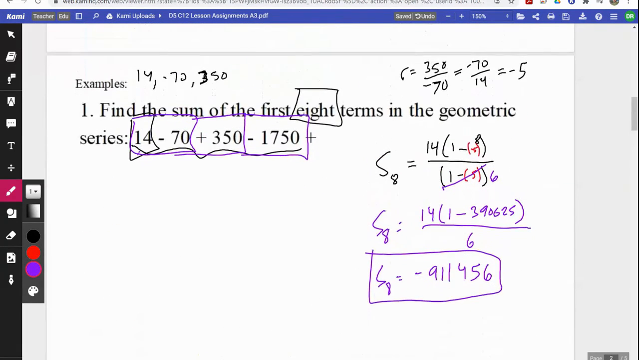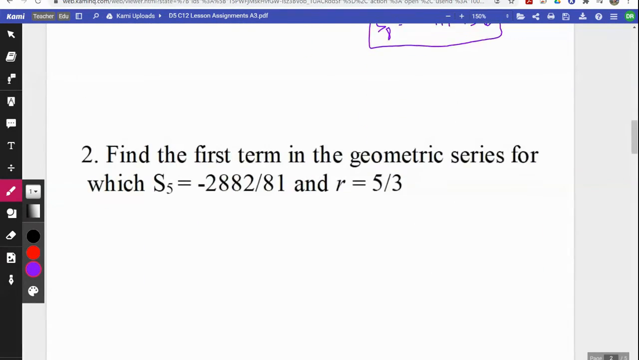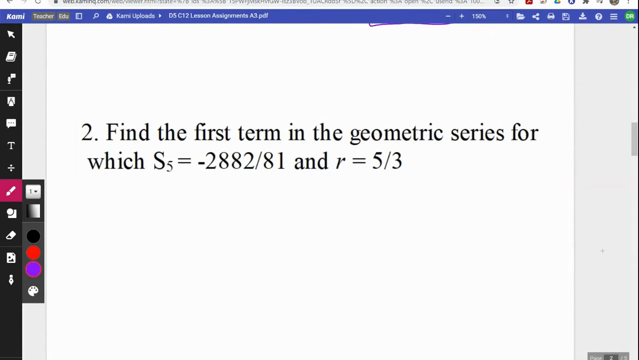Then, before I go on, number 1 is just a basic find the sum of the terms problem. So we would do exactly like that, fill in what we know. This next problem is saying find the first term. So we have to know everything else. We know the sum of the first 5 terms is negative 2882 over 81, and our r is 5/3. So fill in what we know.